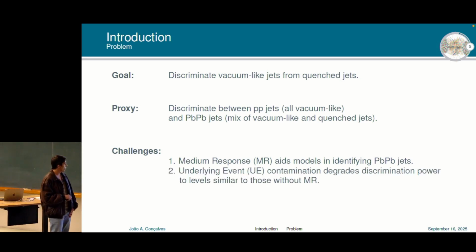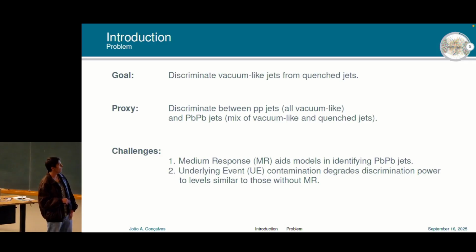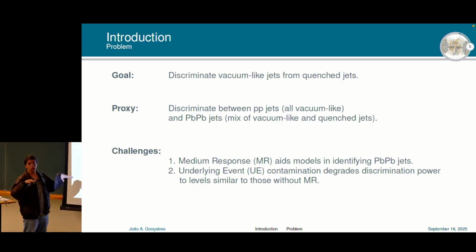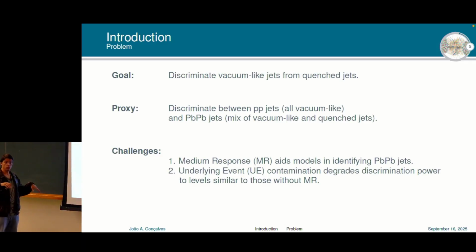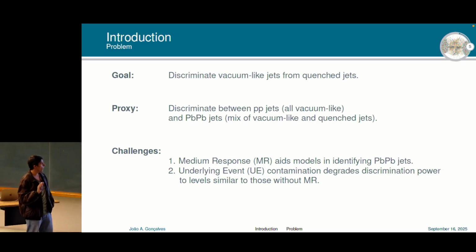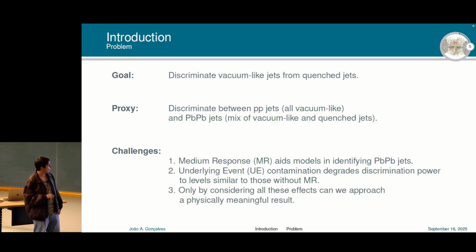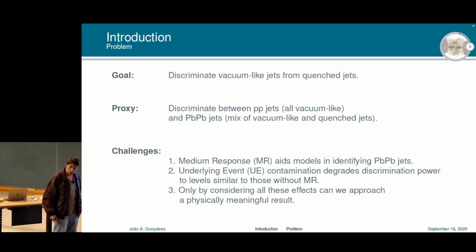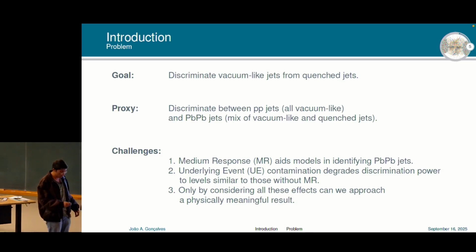So what you need to do is consider this underlying event contamination, and you have to consider that it's going to degrade back the medium response, the discrimination power we got from medium response, to similar levels to those without medium response. Only by considering all of these effects can we actually approach a physically meaningful result.